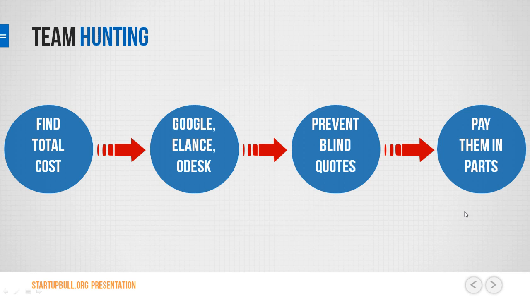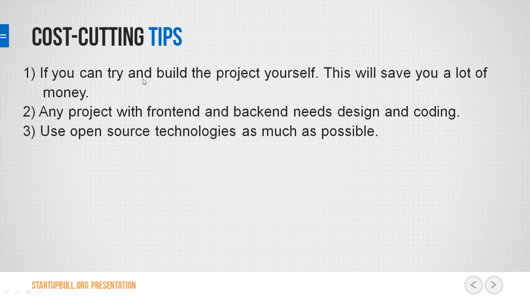Now for some cost-cutting tips. 1. If you can, try and build the project yourself. This will save you a lot of money. 2. Any project with front-end and back-end needs design and coding. Save on design costs and buy templates from any marketplace. Buy a front-end template and a back-end template. This will cost you less than $50 and save you $400 to $500. This will also save time.